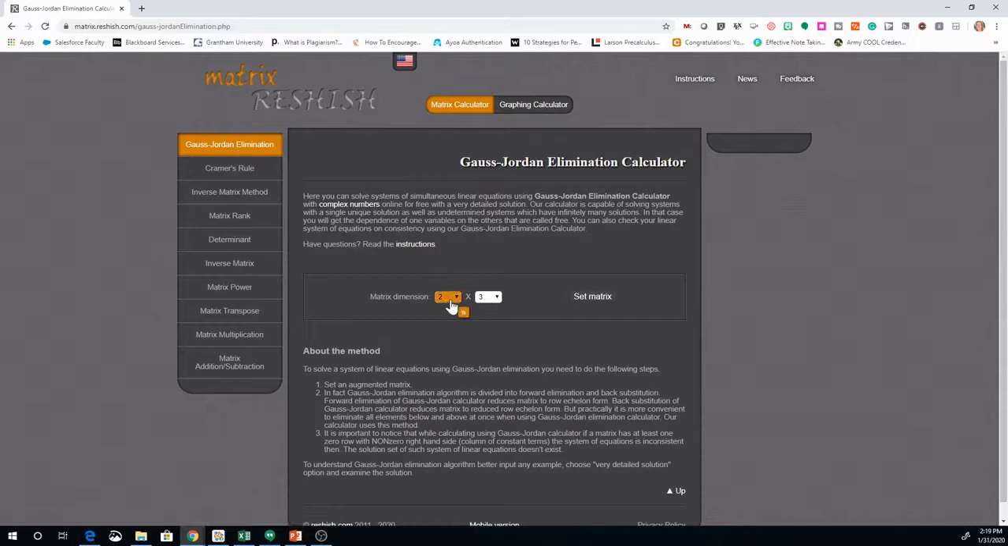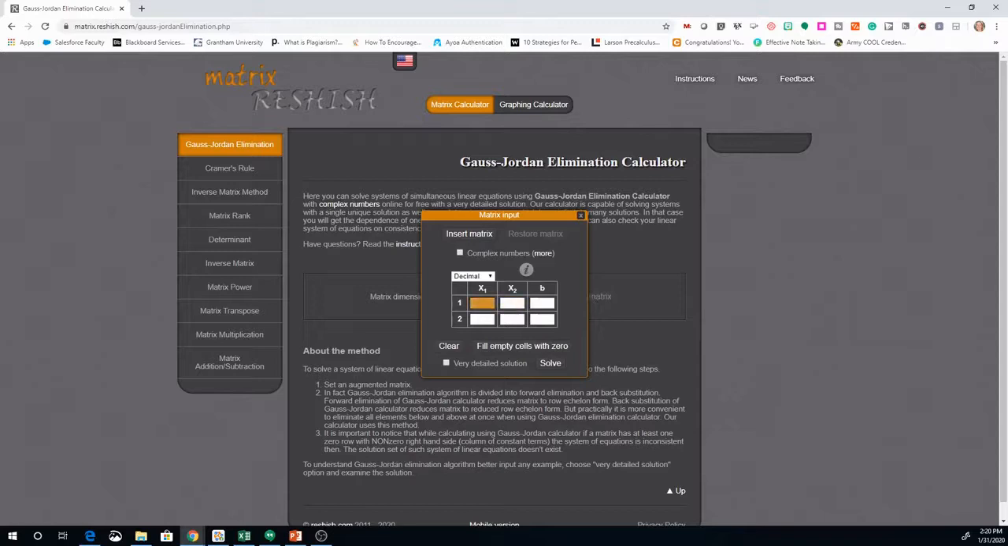So you need to pick your matrix. If we have two equations, that gives us an x, a y, and then the column for what it's equal to. So that's going to be 2 by 3. I'm going to click Set Matrix, and then you need to type in your answers.